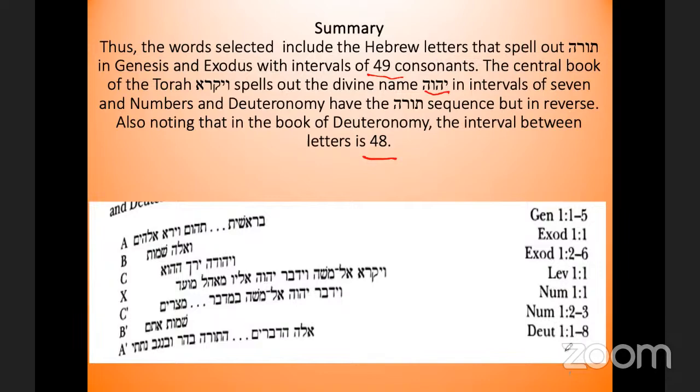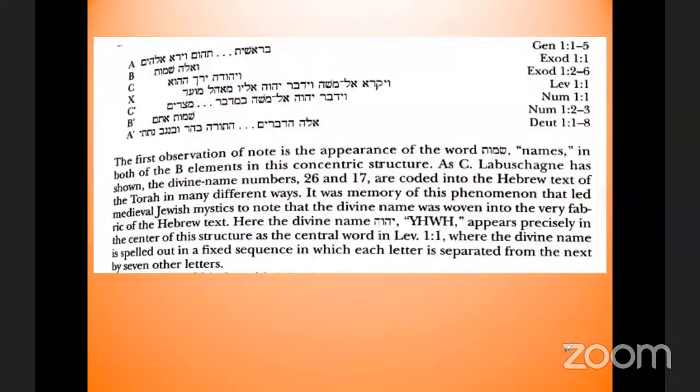these sequences spelled out. And we're going to see the observation or noting the appearance of shmot or names and both be elements. So when I say be elements, I mean here shmot otam, their names. And then ve'ele shmot, and these are the names.